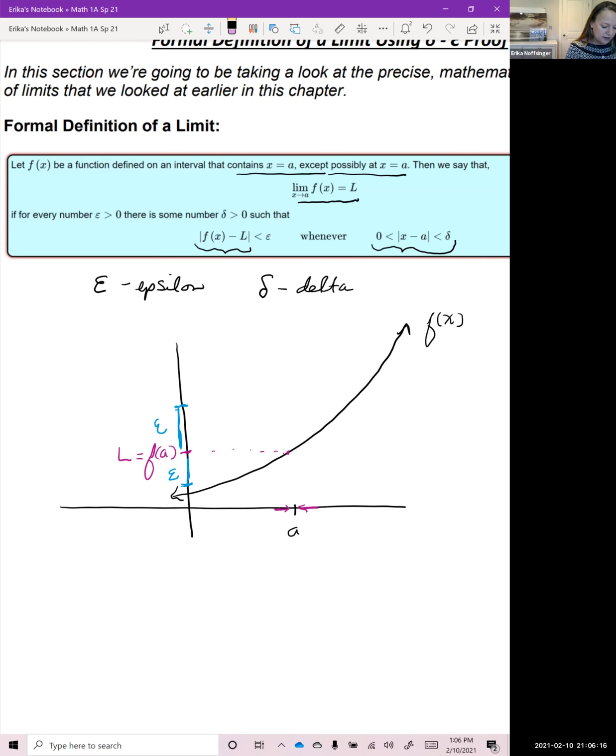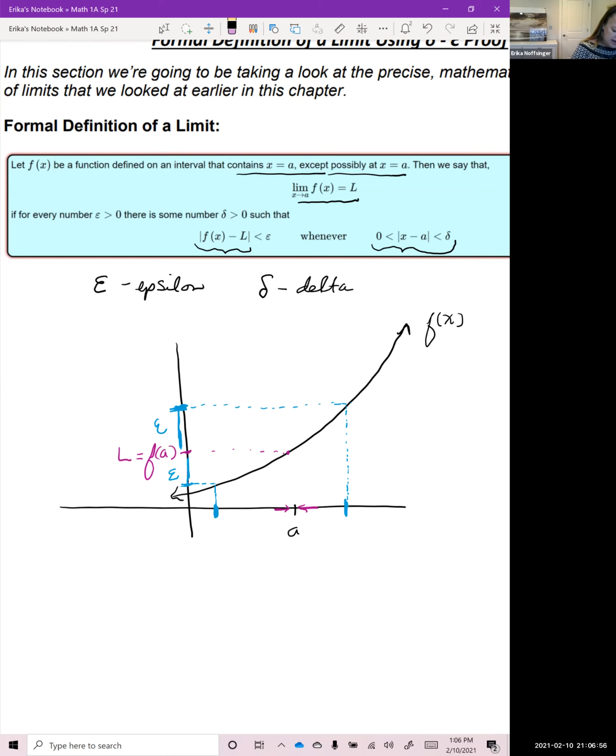So basically, let's go back. This is like the y value right here. Let's see what x would correspond to it. I'm going to come up to the graph and go down to see what x value corresponds to that L plus epsilon value. So we have an x value right here. And then if I did the bottom bound, going over to the graph and coming down, this would be where our x value is.